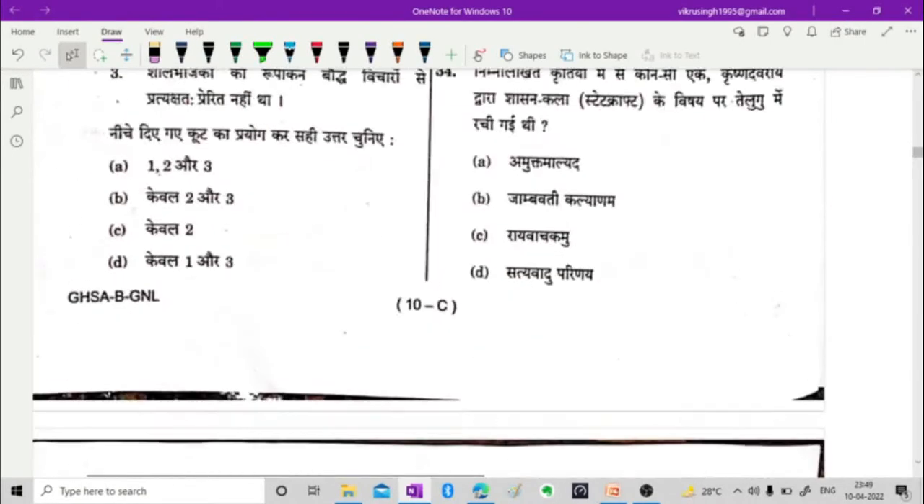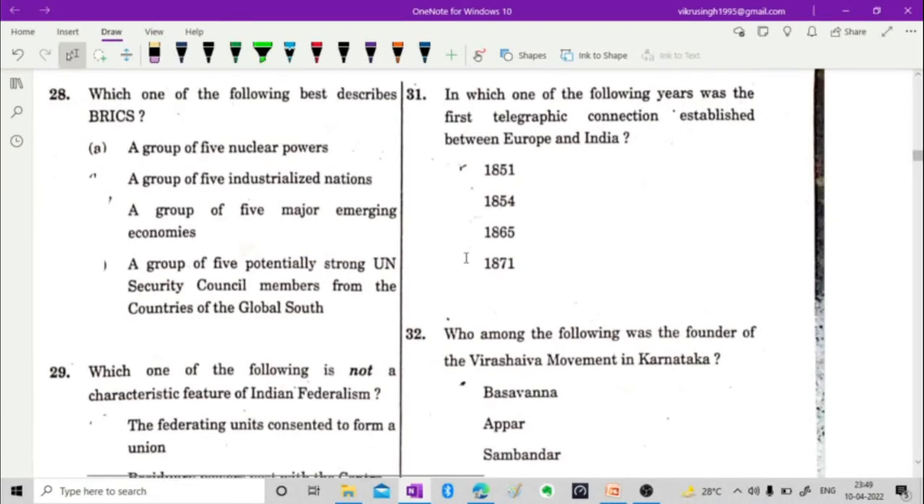Now question number 28, BRICS, the international groups, international agencies. Write in the comment section: what is the full form of BRICS, who are the member nations of BRICS, when was BRICS formed, where is the headquarter of BRICS. BRICS is Brazil, Russia, India, China and South Africa. Who is its president, when it was founded, where is its headquarter, it is very important.